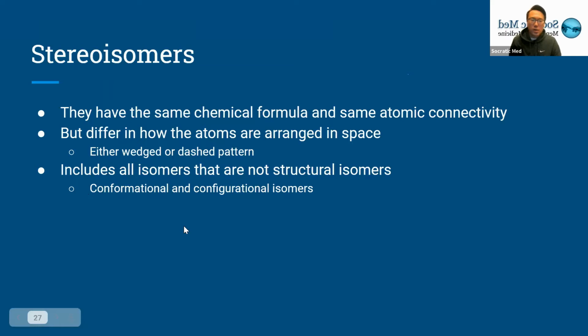So stereoisomers include all the isomers that are not structural isomers. They include conformational isomers and configurational isomers. These isomers are still different, but they're more similar than the structural isomers that just share the same chemical formula and molecular weight. These have the same connectivity. They just differ in how the bonds look when they're connected.